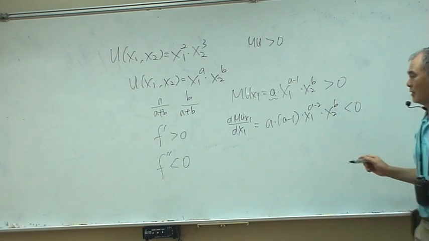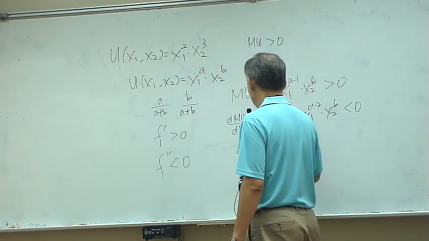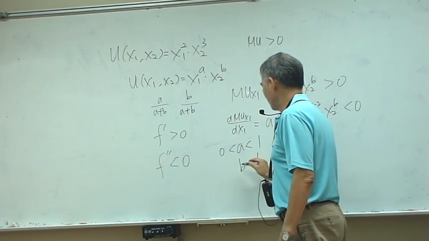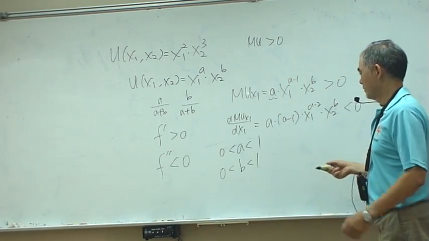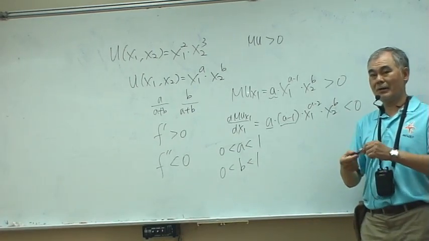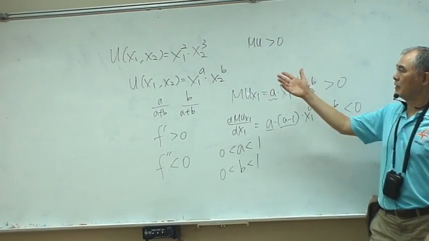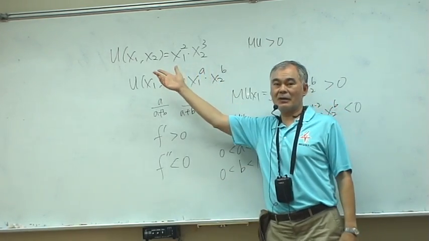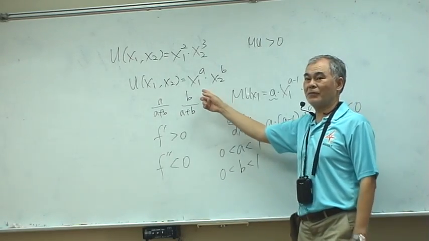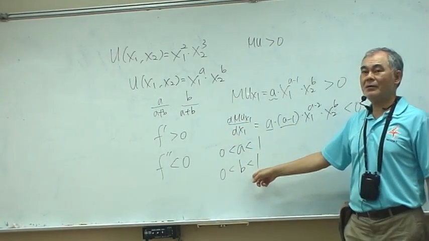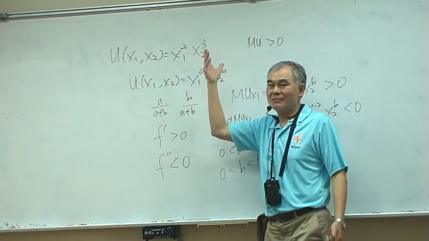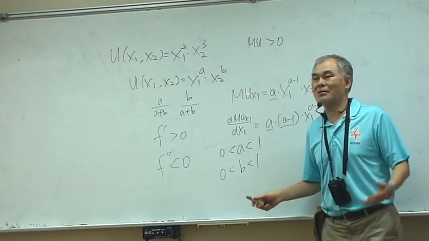So what does that mean? That means a has to be less than 1, greater than 0, and b will be the same thing, less than 1, greater than 0, right? Because here it has to be positive, and here it has to be negative. Okay, so basically, even though we can have you do an exercise like this, it is not quite right. If you have a utility function like this, a and b have to be greater than 0 and less than 1. So this doesn't make much sense, but it's just in terms of exercise.